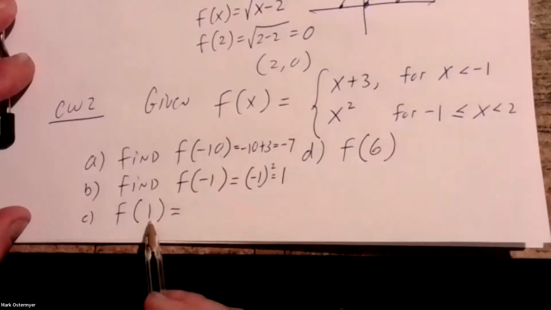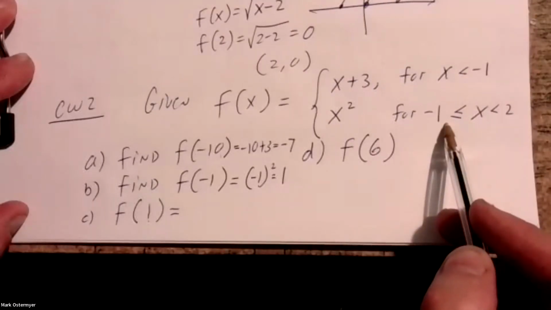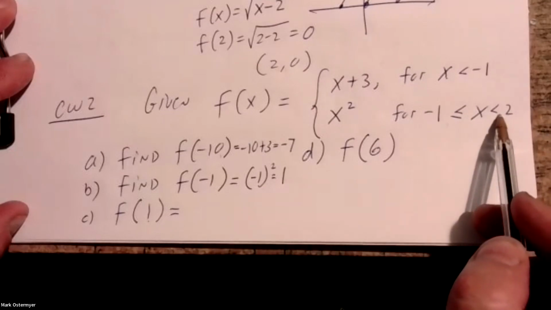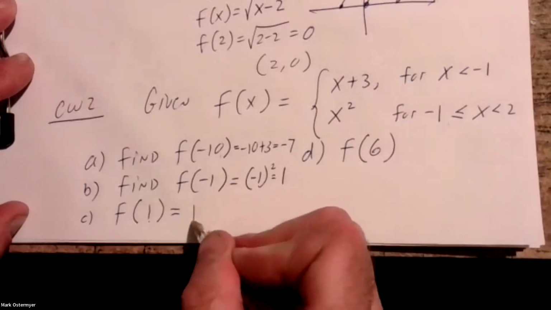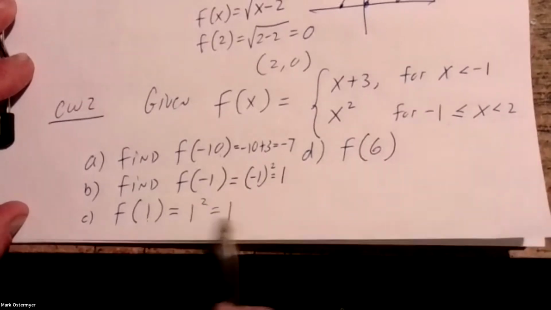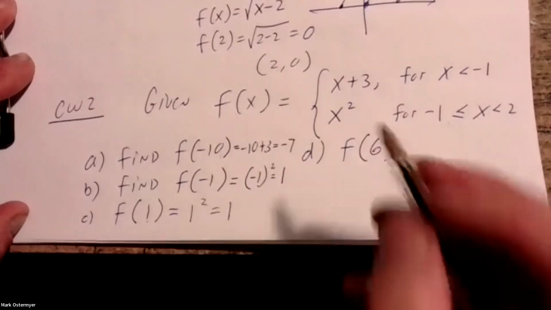f of 1 would have me using what definition? First or second? Second. Yeah, 1 is not in this interval, but 1 is between -1 and 2. Being in this interval, we have to use this definition. So f of 1 would be 1 squared, which is 1. (1, 1) would have to be a point that's on the graph of this piecewise function.